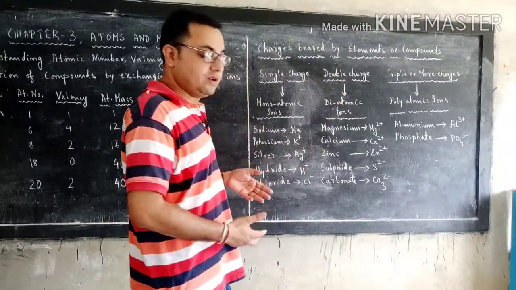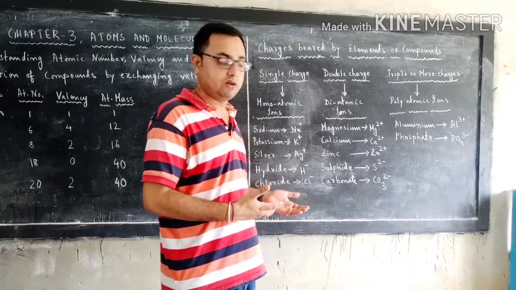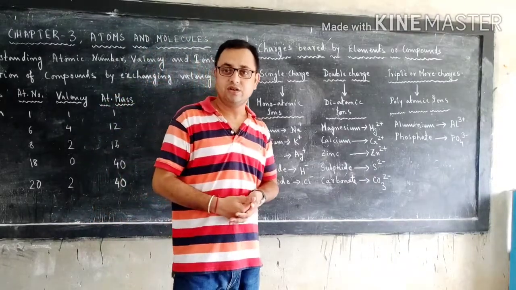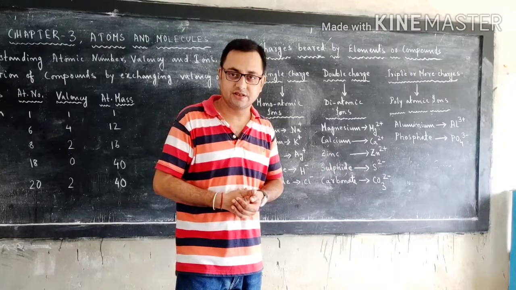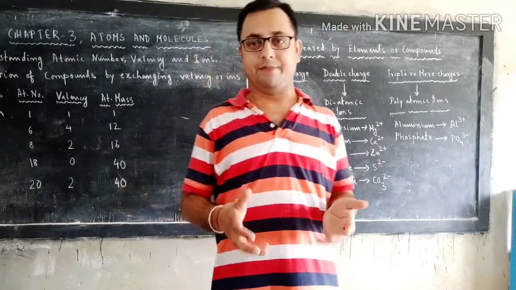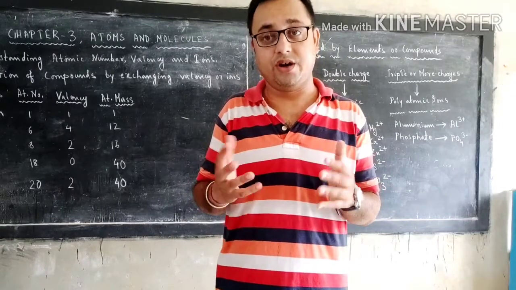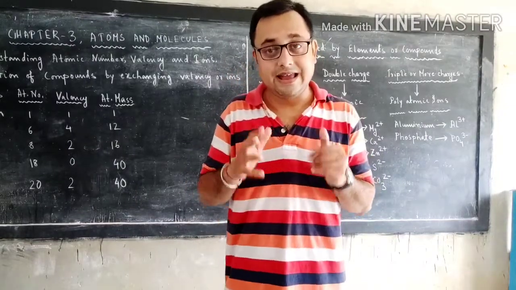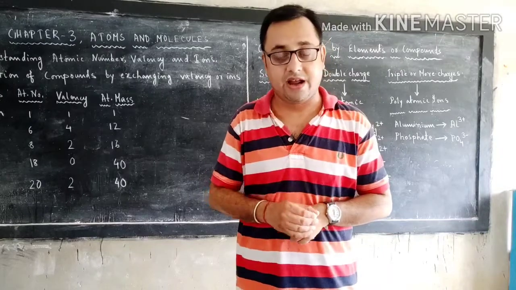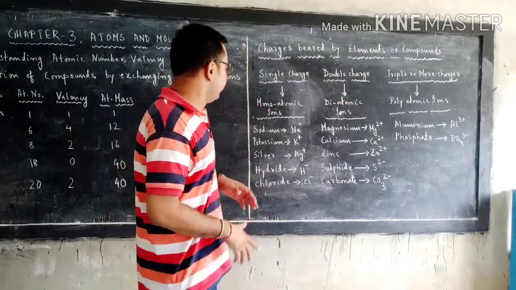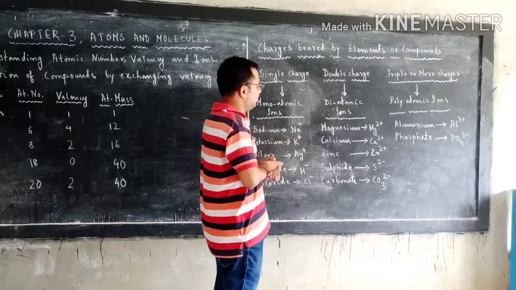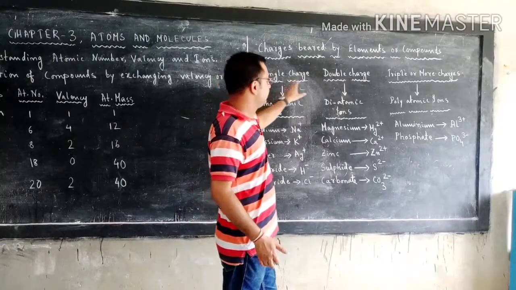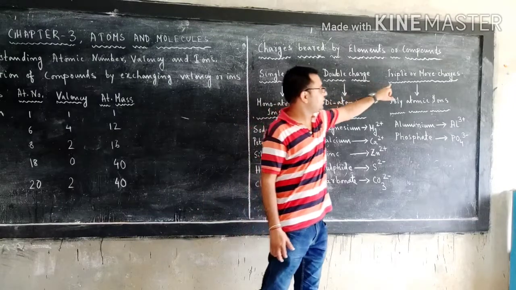Now, there are elements or compounds which bear charges, either single charge, double charge, triple charge, or many more charges. If we are going to exchange or form a compound, it is necessary for all of us to know the exact charge borne by that particular element or compound. When I talk about these elements or compounds bearing charges, I find here the single charge, the double charge, the triple or more charges.